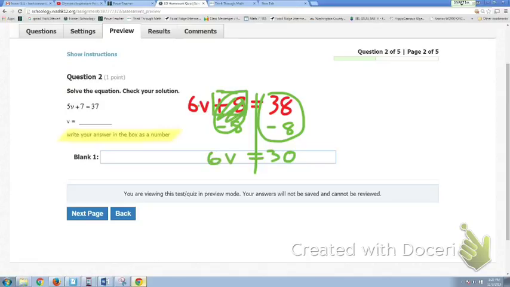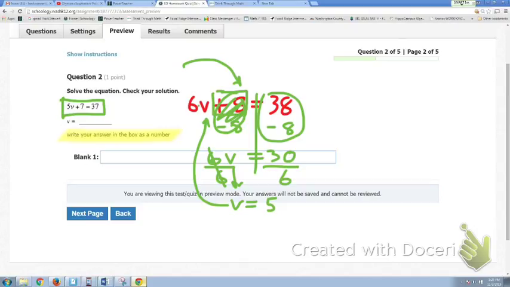Now I just want to split this into 6 equal parts to get rid of this 6. So I'm going to divide both sides by 6, and 6 divided by 6 goes to 1. That cancels out and leaves v by itself, and v is equal to 30 divided by 6, which is 5. I could substitute that back in, and 6 times 5 is 30, plus 8 is 38, and that checks out. Now that's not what your equation is, but hopefully seeing me solve this helps just a little bit.